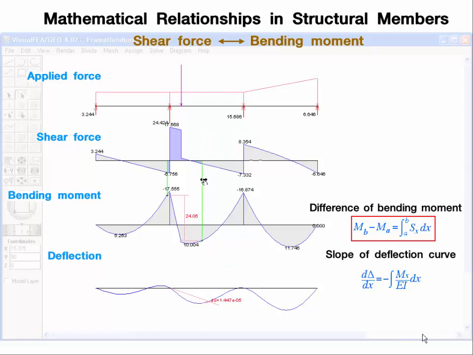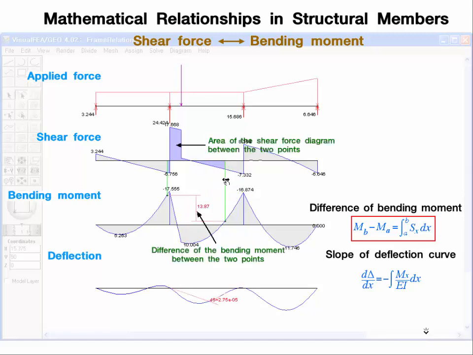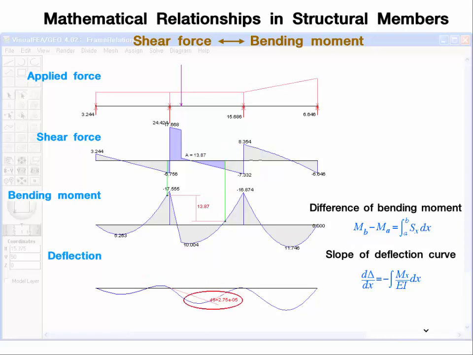As you move any one of the 2 green lines, the representation of the relationship is also updated instantly, following the movement of the green line. The display shows the angle between the tangent lines of the deflection diagram at the 2 points. The mathematical relationship between bending moment and deflection can also be observed using the deflection diagram.